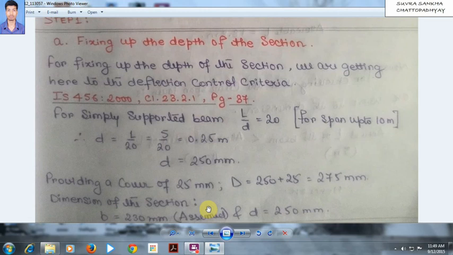Now we are providing a cover, the normal cover, which is 25 mm. With a cover of 25 mm, the overall depth of the beam is 250 mm plus 25 mm, that is 275 mm. The dimensions of the section are assumed as a width of 230 mm and an effective depth of 250 mm.